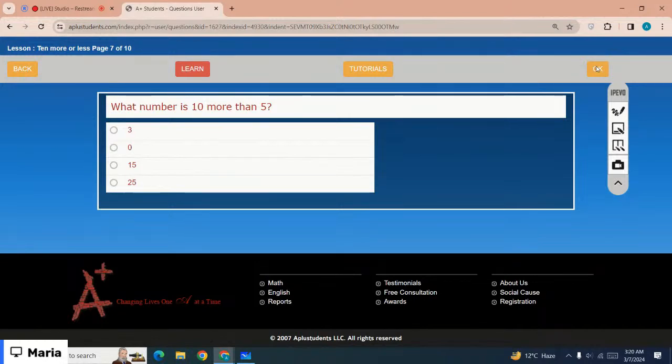What number is 10 more than 5? So which is the correct option? 10 more than 5 means you need to add 10 to 5, right? So the correct option is, yes, 15 it is. Option number 3 is the correct option, that is 15.